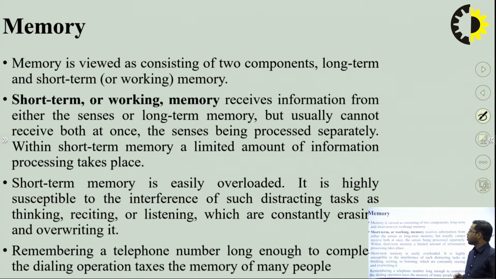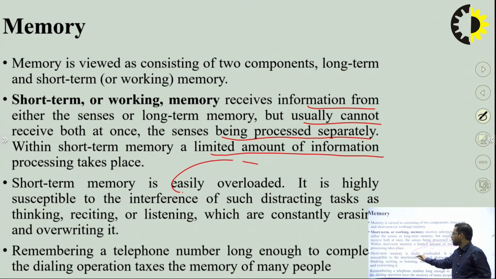Memory: we already know that there are basically two types of memory, long-term memory and short-term or working memory. Short-term and working memory receive information for a short time from either the senses or long-term memory, but usually cannot receive both at once. The senses are processed separately within short-term memory, and only a limited amount of information processing takes place. So short-term memory is easily overloaded, because information comes into our mind one by one.